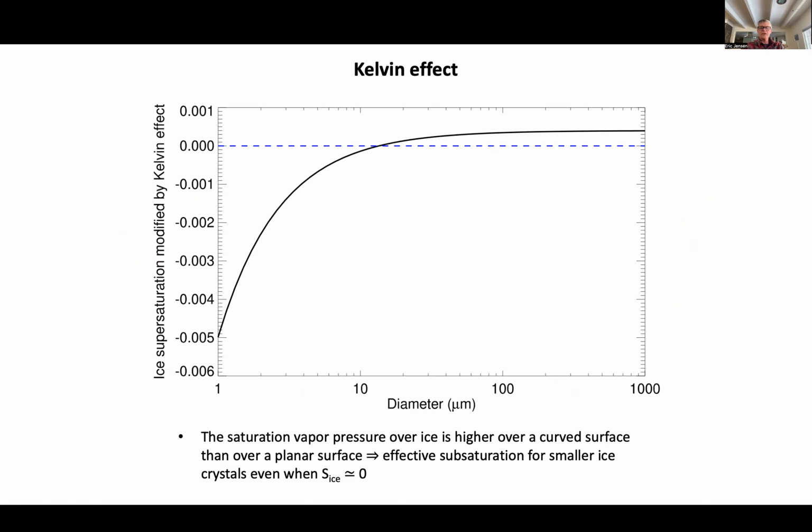Now, just to show what this Kelvin effect does more clearly, this is showing the effective ice supersaturation modified by the Kelvin effect versus ice crystal diameter in this cloud after it's reached an approximate steady state. So you can see that because of the Kelvin effect, you have some significant subsaturation for these sub-10 nanometer ice crystals. And for larger ice crystals, you have a slight supersaturation. So you can see this drives this mass transfer.